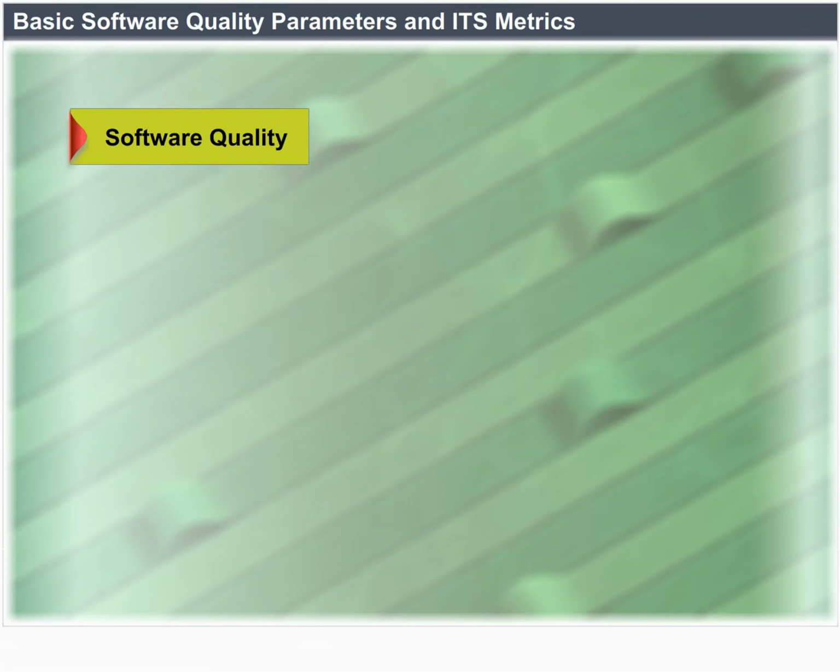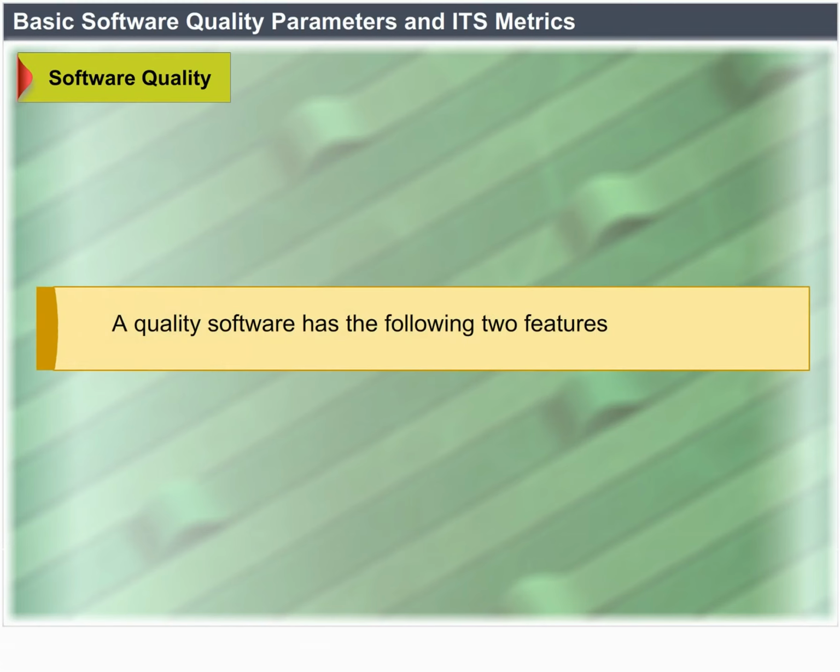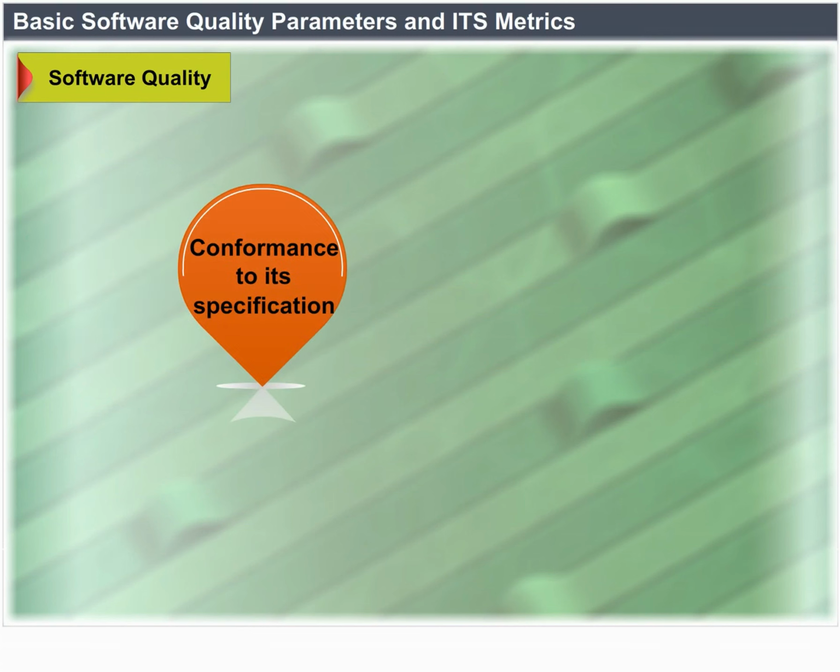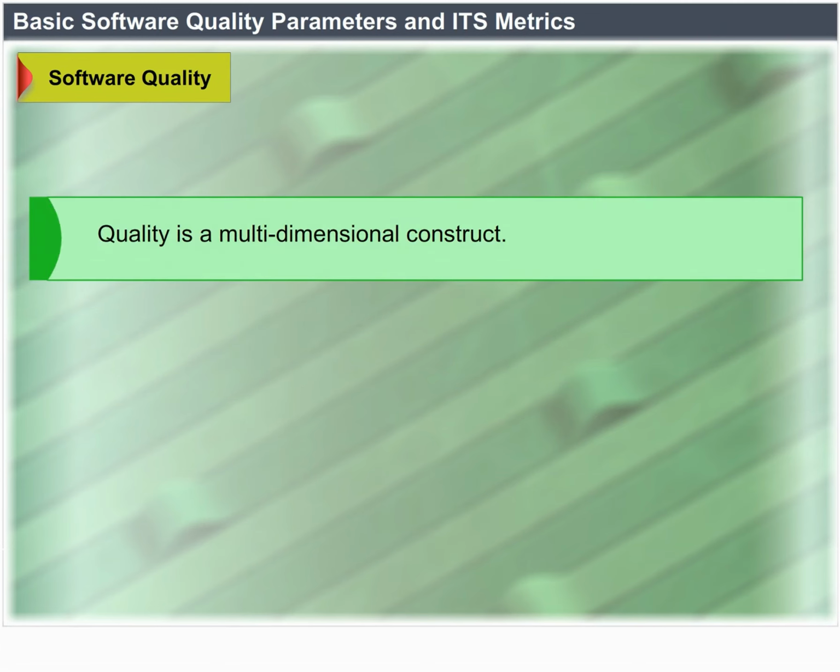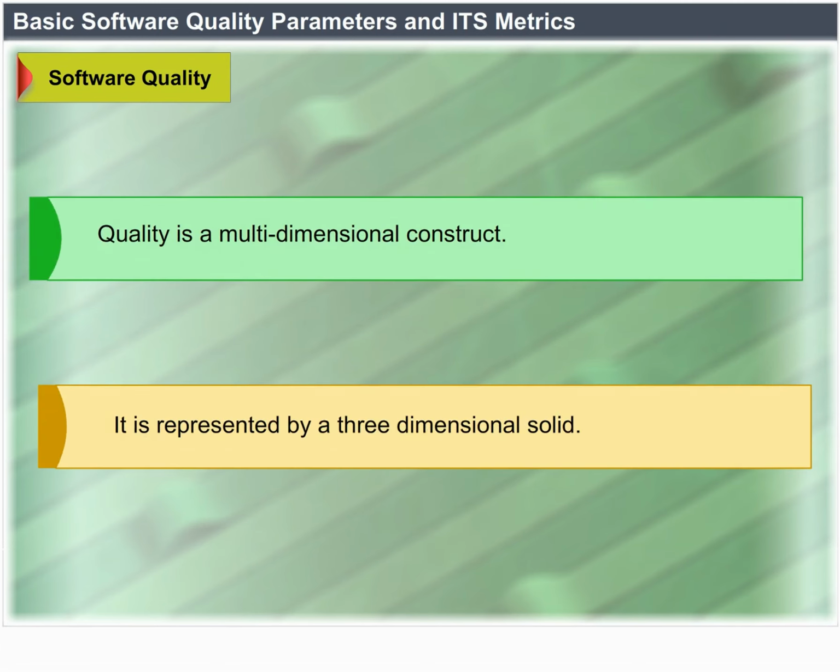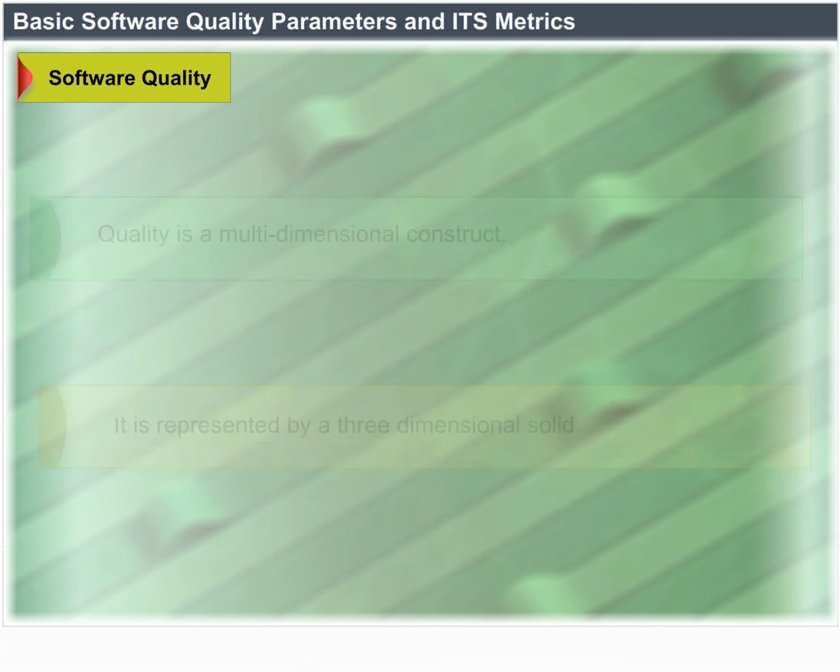Basic software quality parameters and its metrics. Software quality. A quality software has two features. 1. Conformance to its specification. 2. Fitness for its intended purpose. Quality is a multi-dimensional construct. It's represented by a three-dimensional solid.